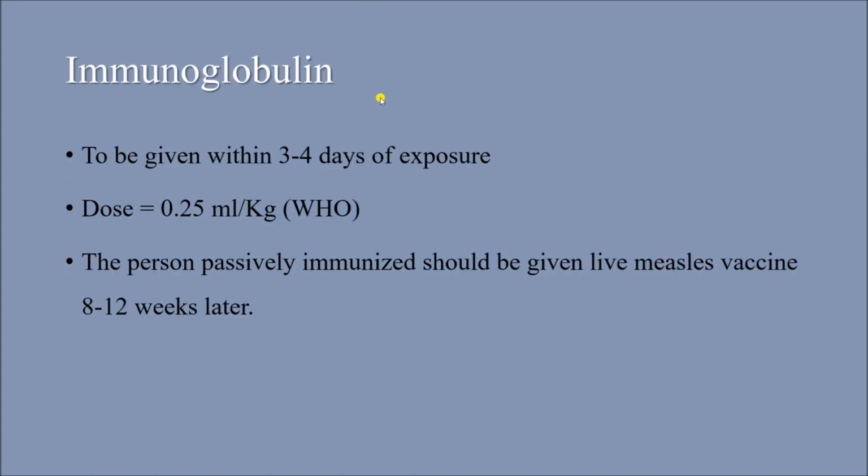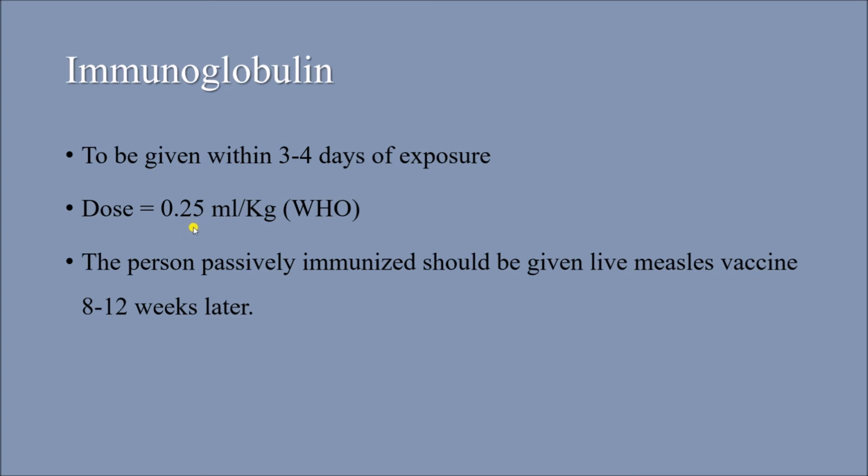Immunoglobulin is a means of providing passive immunization. So basically we are providing the ready-made antibody. This is to be given within 3 to 4 days of exposure. Suppose in a village a child is diagnosed to have measles. Since he is infected, he will have natural protection against it. But all the other children who came in close contact with this particular case, maybe they were playing together, maybe they went to the school together, all these susceptible children who have not received the vaccine yet, they should be given the immunoglobulin.